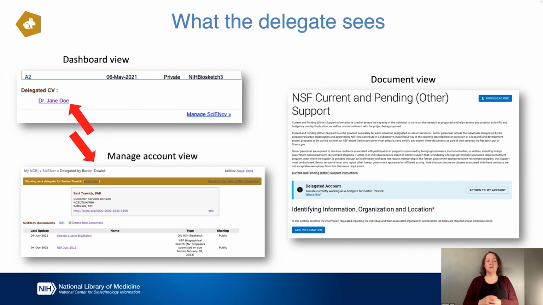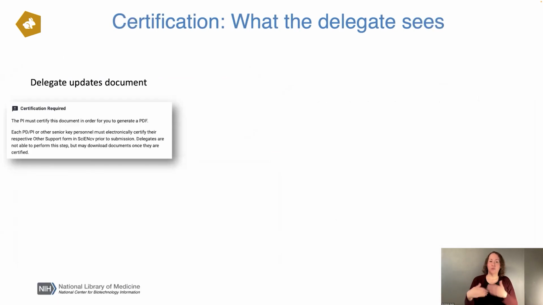I mentioned that the PI has to certify these documents. So if you're a delegate for a PI, you're not able to certify it for them. You're going to see that the PI has to go in and certify it. So you'll work on their document, but once you get it to a spot where they're ready to certify it, you'll have to notify them, hey, Dr. Doe, I got it all fixed for you. Go and take a look and then certify it and produce the PDF.